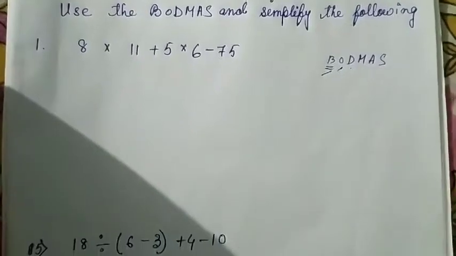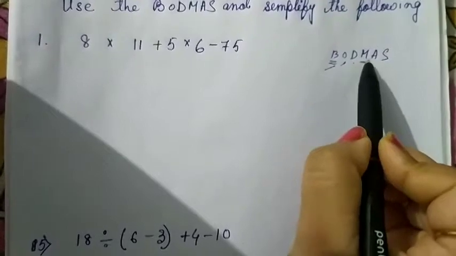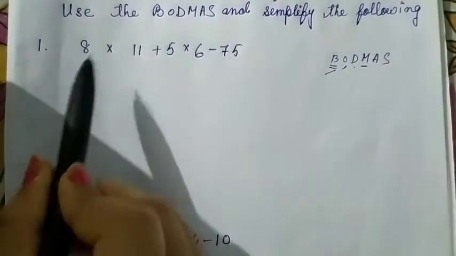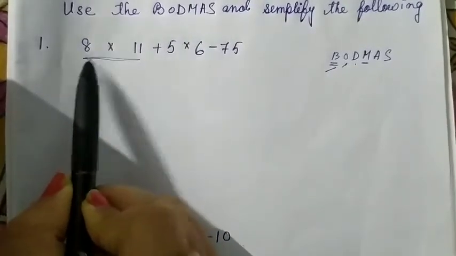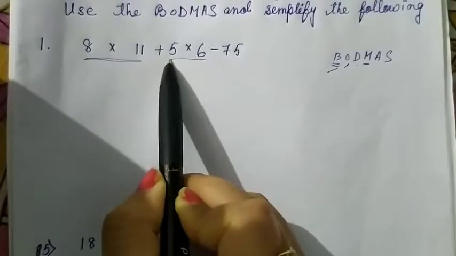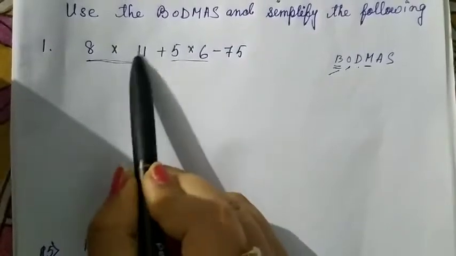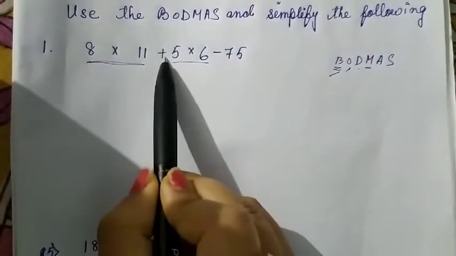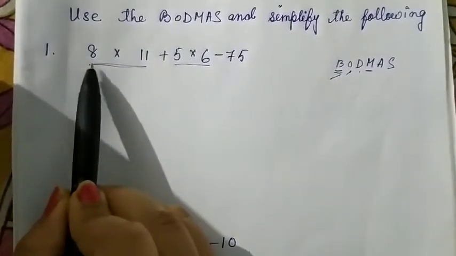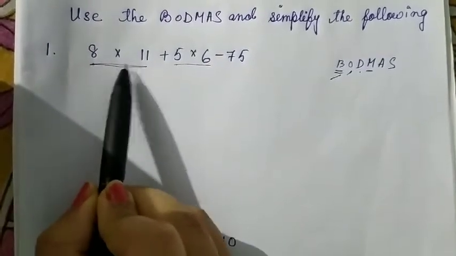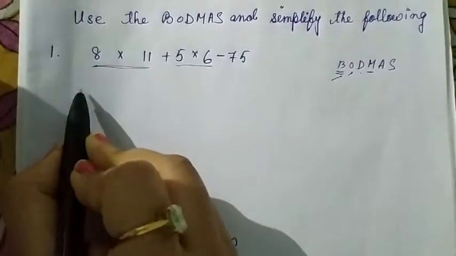Now we move forward to multiplication, that means M. Is any number multiplied? Yes, two pairs are multiplied. One pair is 8 into 11, another pair is 5 into 6. Though 11 plus 5 is also given, first we will not move to that part. First we will only do the multiplications. Clear? So let's see how to solve this.